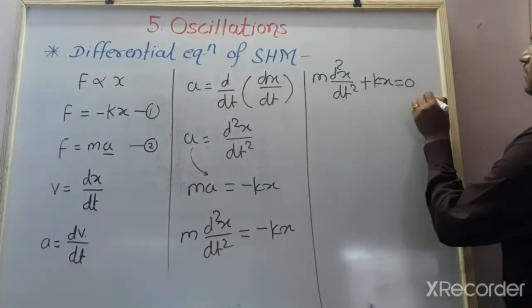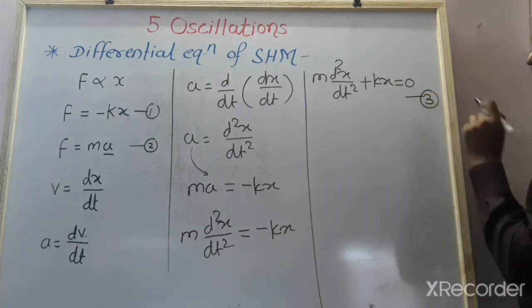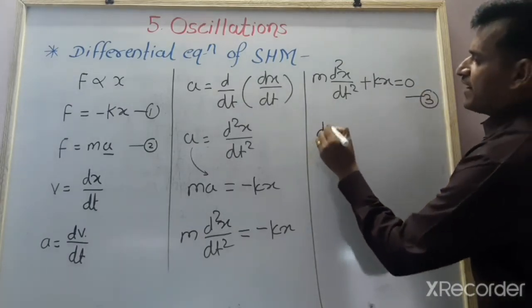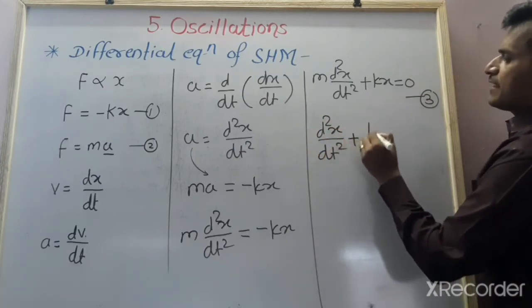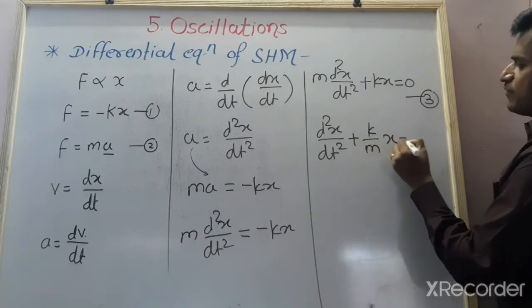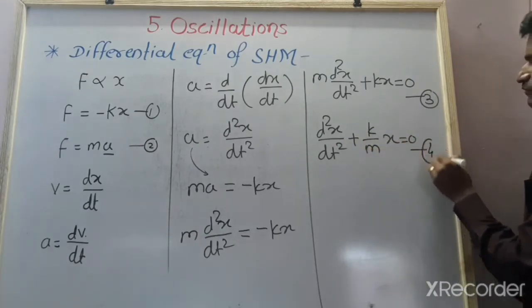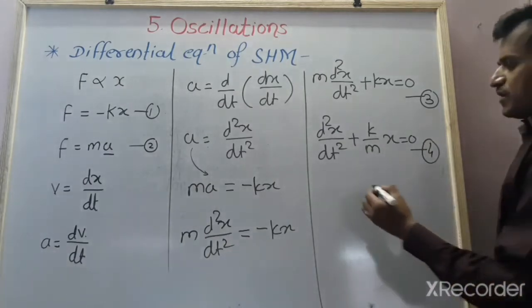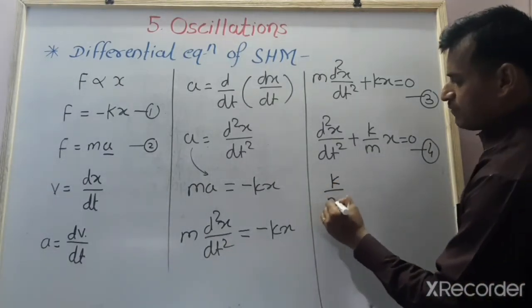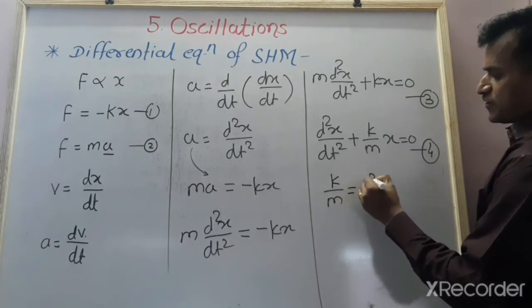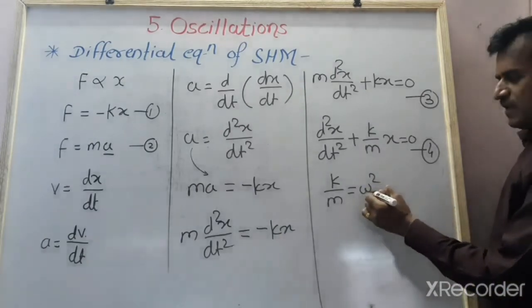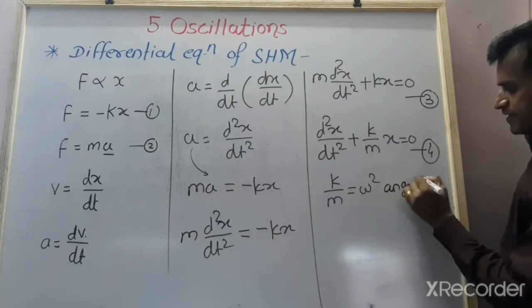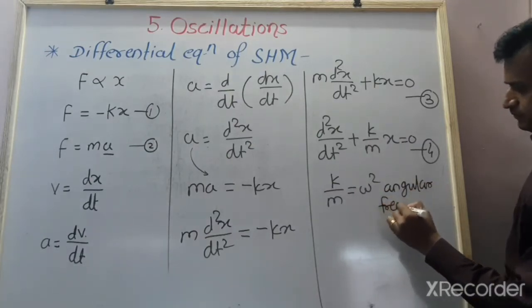Call this equation number 3. Then again modify this equation: d2x by dt square plus k upon m into x is equal to 0. Call this equation number 4. Now substitute here k upon m is equal to omega square, where omega is the angular frequency. This omega square is the constant and it is called the angular frequency.